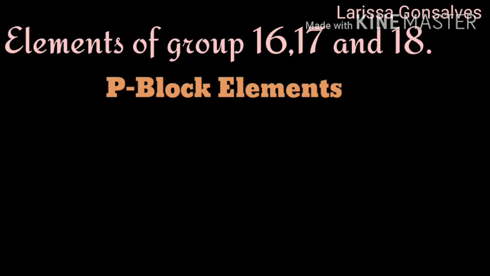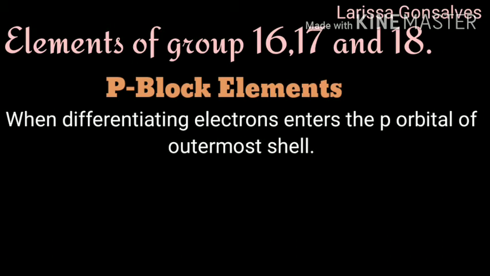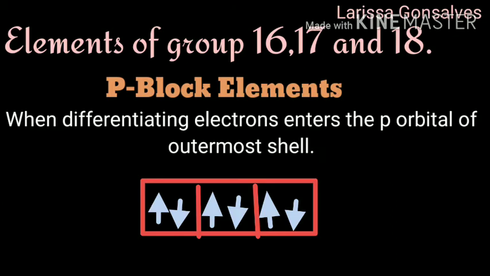How would you define the p block elements? When the differentiating electron or the last electron enters into the p subshell, it is called a p block element. The p subshell has a capacity to occupy 6 electrons. A maximum of 6 electrons can be filled in the p subshell. In this chapter, we are going to study group 16, 17 and 18 elements in detail.